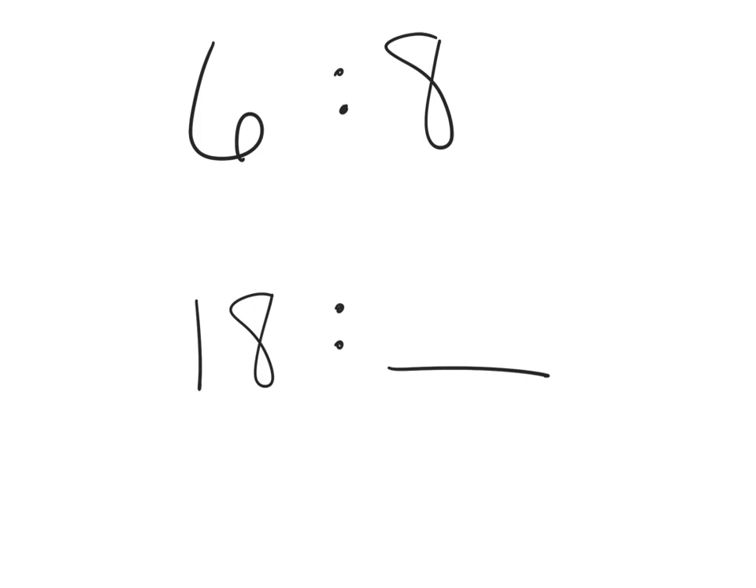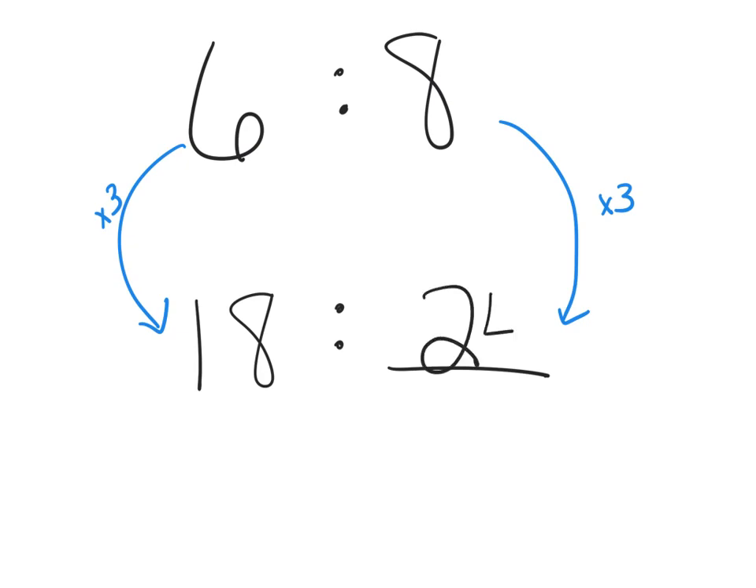Okay, hopefully you've paused the video and you've thought, okay, how do I get from 6 to 18? I multiply by 3. So that means I need to multiply my 8 by 3. So I would have to put 24 in the blank.